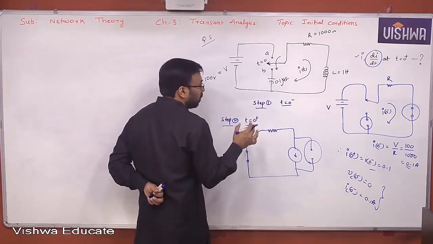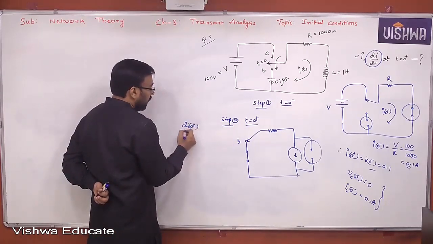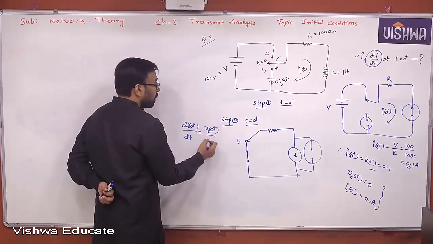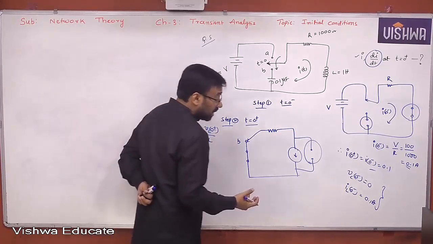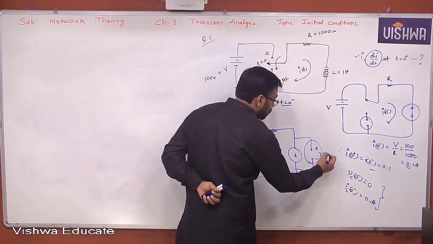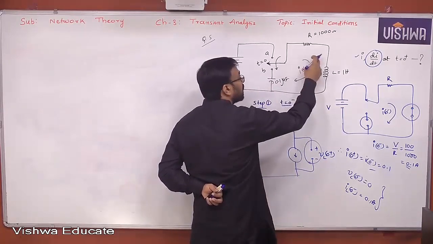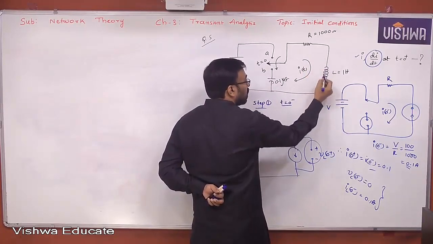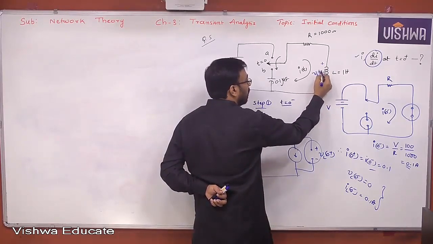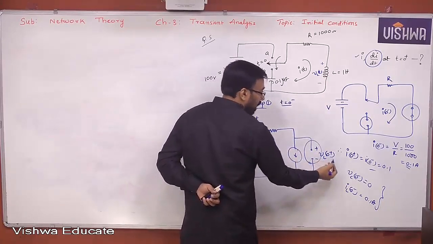Now what is your objective here? You know that di of 0 plus by dt is VL of 0 plus by L. That means you require the voltage across the inductor. Where is the inductor? This is the inductor. So can I say this is VL of 0 plus? You can ask me, sir, how do you know the polarities? Yes, I know the polarities based on the direction of current. Current is flowing downward. This passive convention says that this is VL of t. Then I am taking VL of 0 plus because it is at t equal to 0 plus.